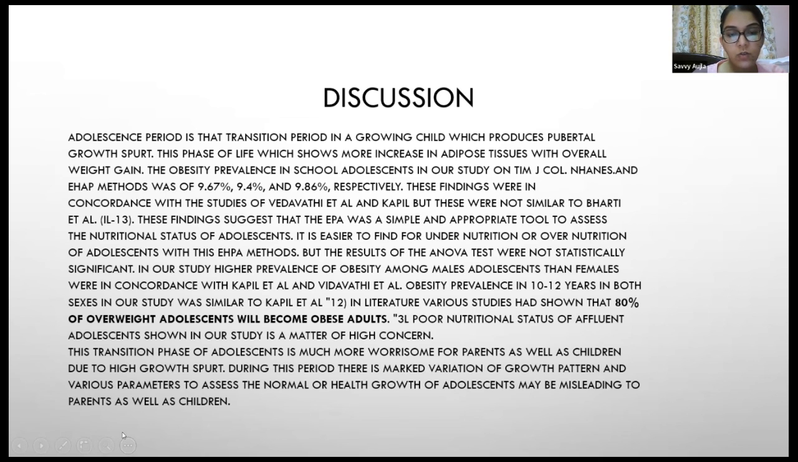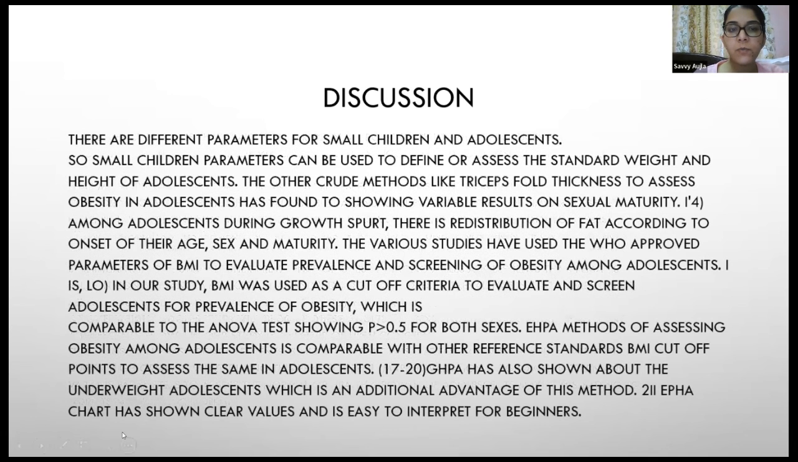This transition phase of adolescence is much more worrisome for parents as well as children. Due to the high growth spurt during this period, there is a marked variation of growth pattern in various parameters to assess the normal growth of adolescents, and it may be misleading to parents as well as children. There are different parameters for small children and adolescents. The small children parameters can be used to assess standard weight and height of the adolescents, but the crude methods like triceps skinfold thickness to assess obesity in adolescents have been found to show variable results depending on sexual maturity.